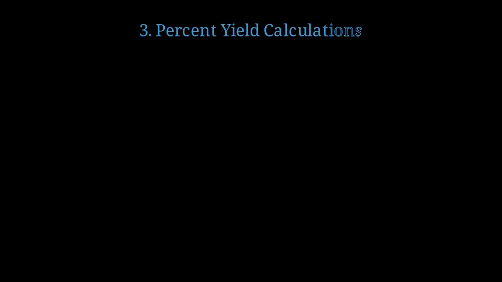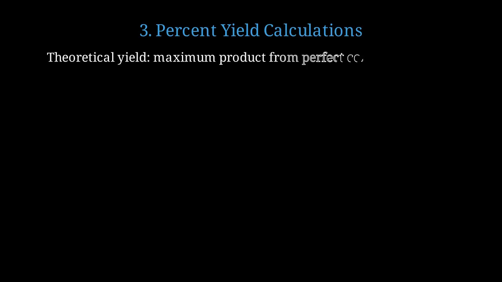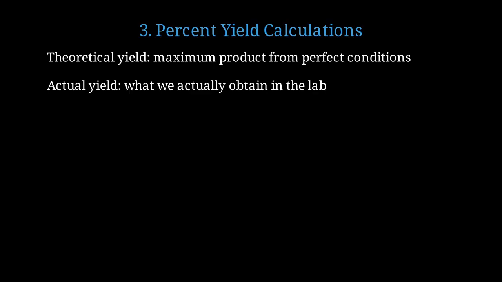In real experiments, we rarely get the theoretical amount of product. Theoretical yield is the maximum amount of product we could get under perfect conditions. Actual yield is what we actually obtain when we perform the experiment in the lab. Percent yield equals actual yield divided by theoretical yield times 100%.